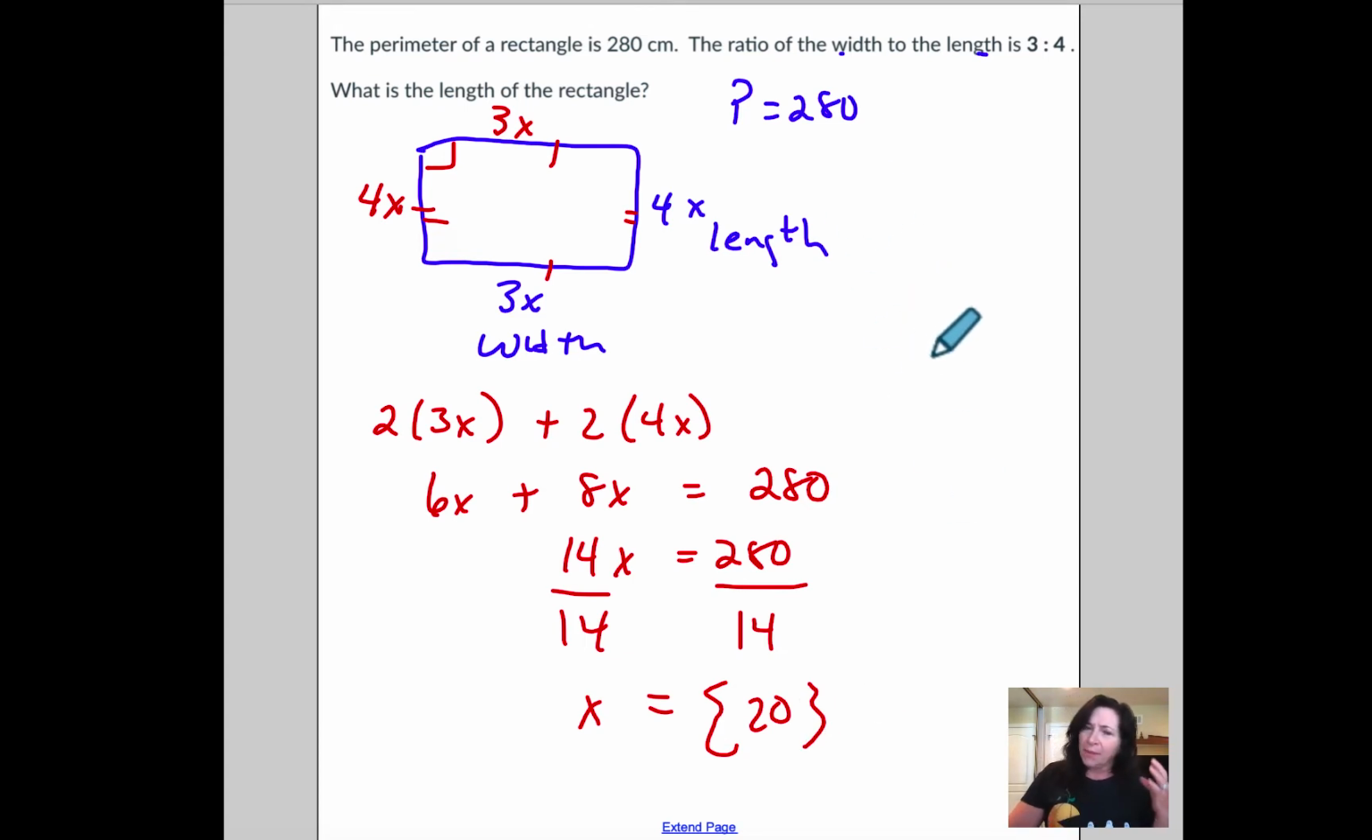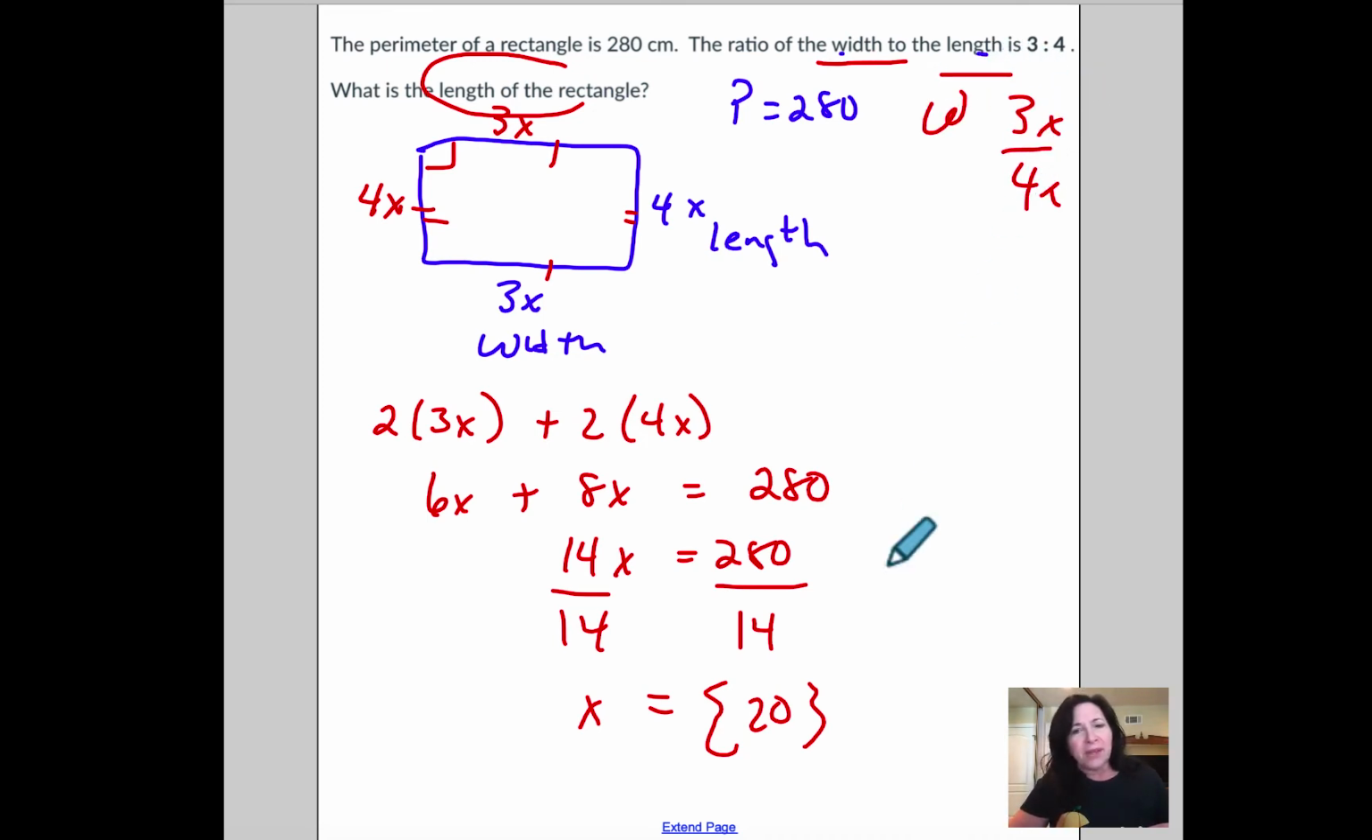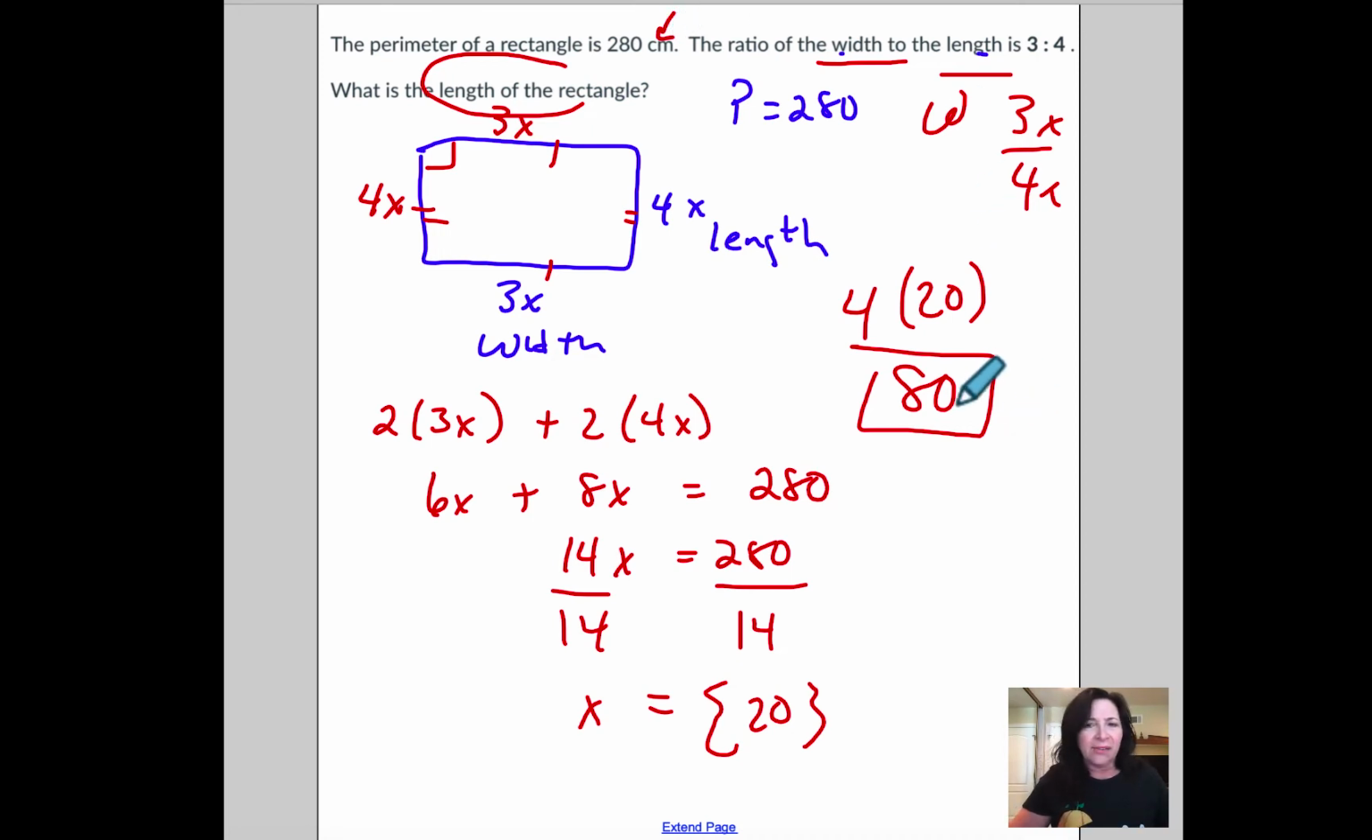But that's not my answer, right? Because I got x. Good job. But they want to know what the length is. And they said the width is 3x and the length is 4x, right? So that means that I have to plug 20 back in here. So that'll be 4 times 20, which is going to give me 80. So the length is actually 80. And in this case, it's cm, so it's 80 centimeters.